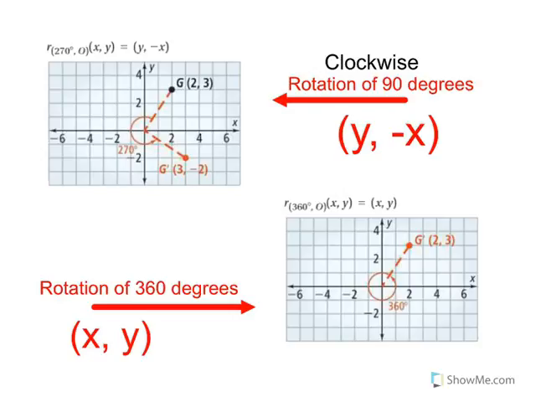For a clockwise rotation of 90 degrees, which would be the same thing as counterclockwise of 270 degrees, your points become y, comma, negative x. And a rotation of 360, your points would stay the same.